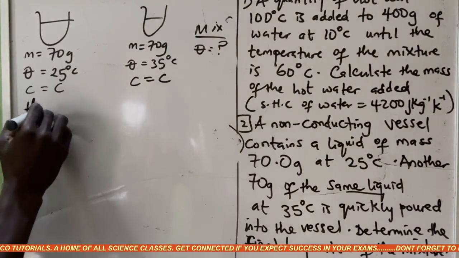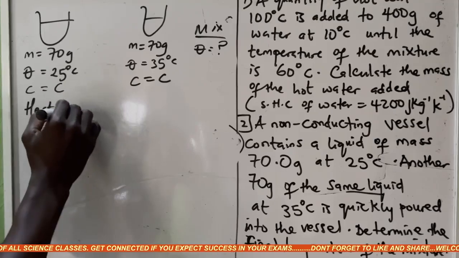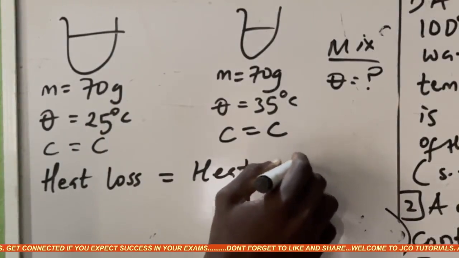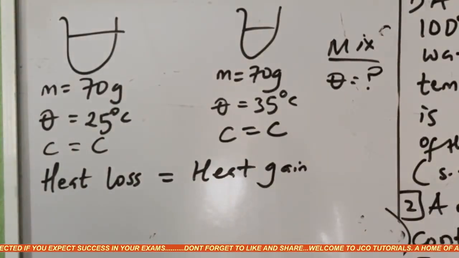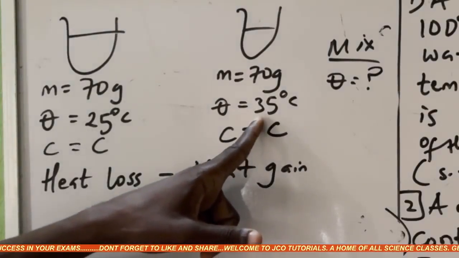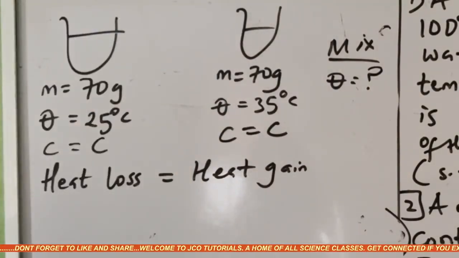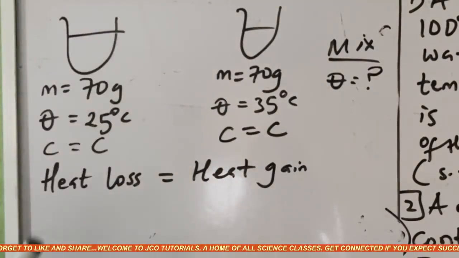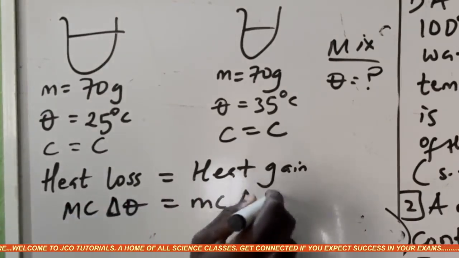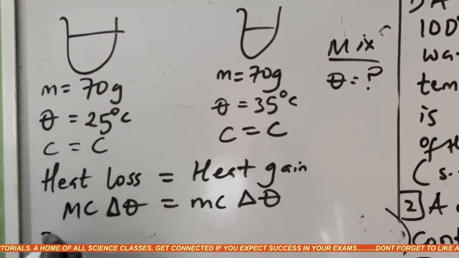So our theory is what? Heat gained is equal to heat lost. Who is losing heat? Obviously, this is losing heat because this is 35 degrees Celsius. When you pour it into a lower temperature, it's going to reduce, come down. So MC change in theta is equal to MC change in theta. Your mass of this one that is losing heat is 70.